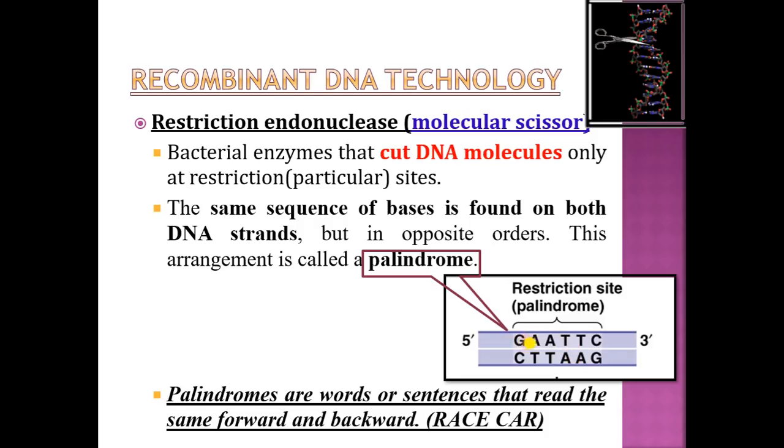Here you can say GAATTC on one strand, and GAATTC on the other strand. So that is a palindromic site. This restriction endonuclease enzyme acts at a particular site, that is the restriction site, having palindromic sequences.